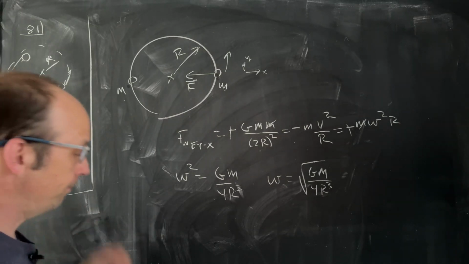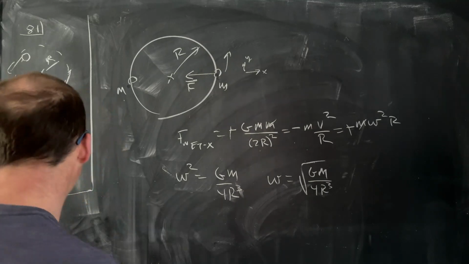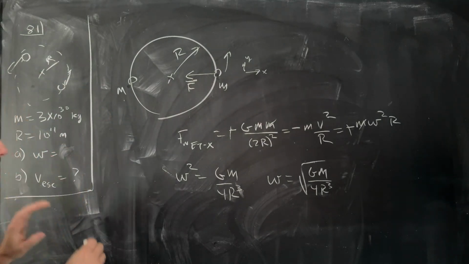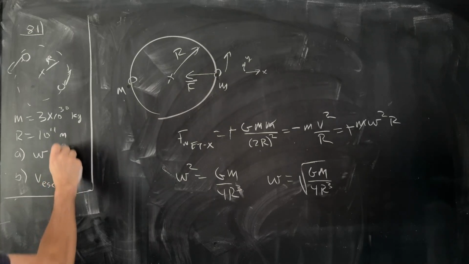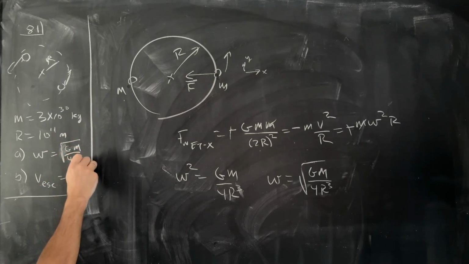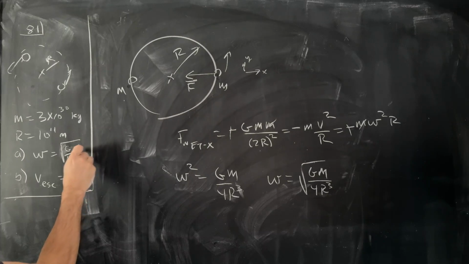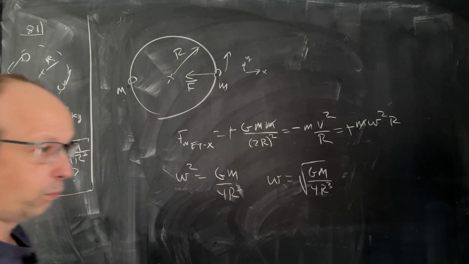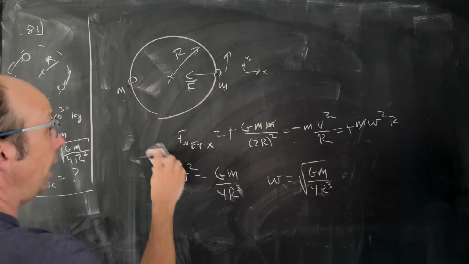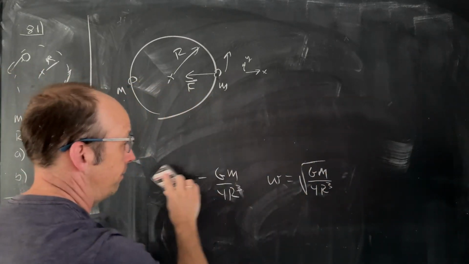Okay. Now the next problem, I'm going to put that over here. I didn't even calculate it because I didn't get the number. Square root of gm over 4r cubed. We can test it with our model. Okay, now for the next part.